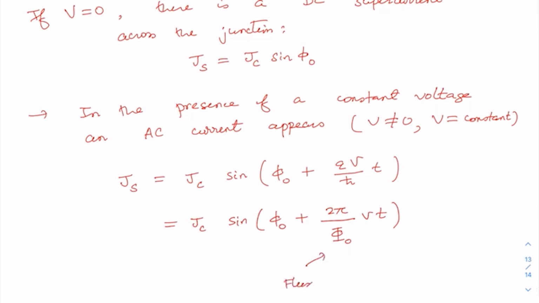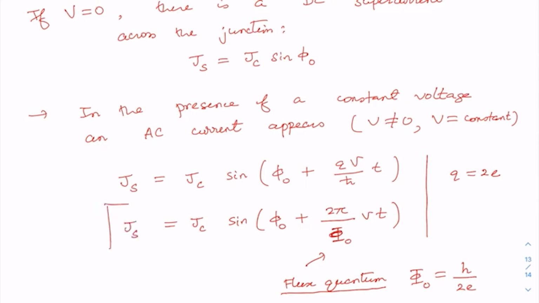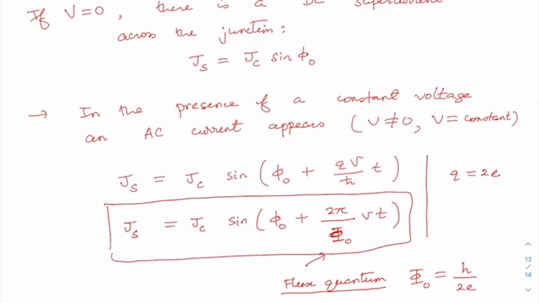Please don't get confused by the similarity in the symbol. This is a little bit different: this is the phase, and this is the flux quantum that was defined as h divided by 2e. And how did we get it? We know that this charge is equal to twice the electron charge, and that's how you can very easily show that you can write this expression in this form in terms of the flux quantum.